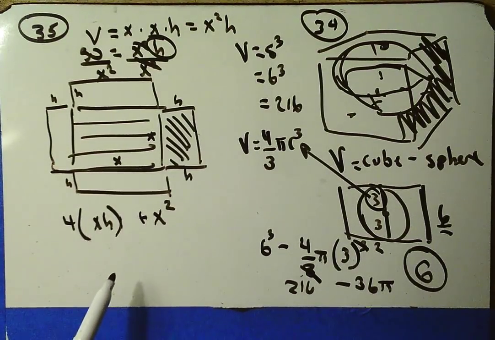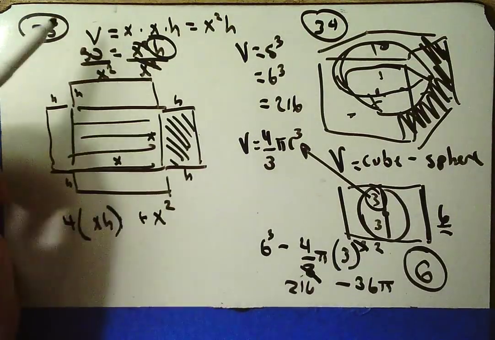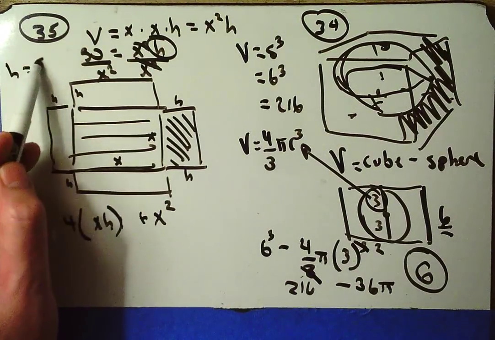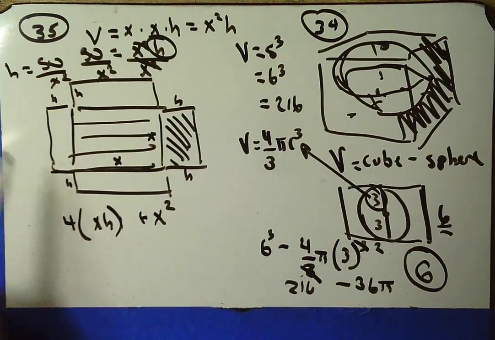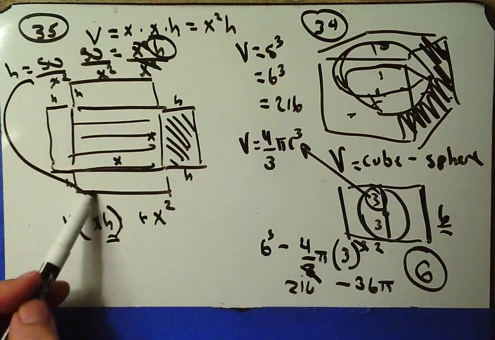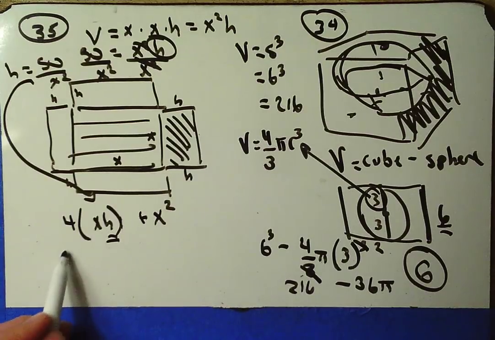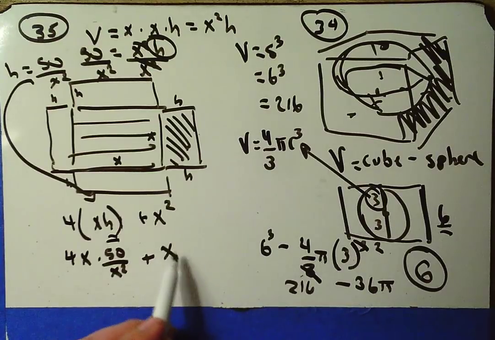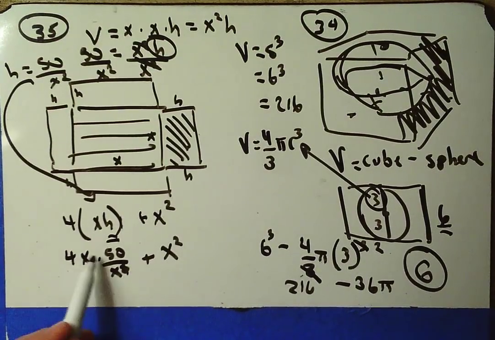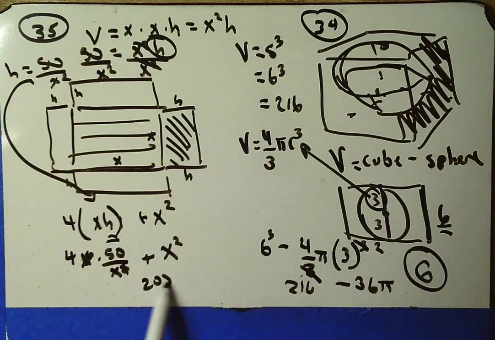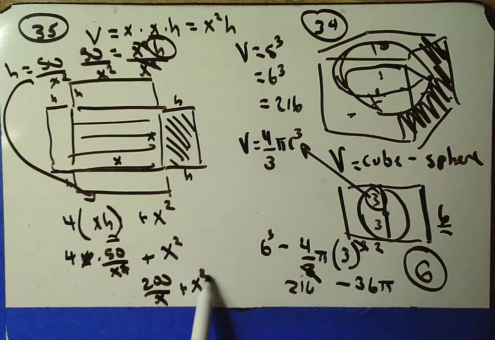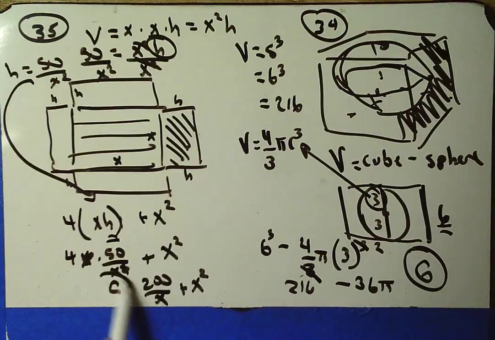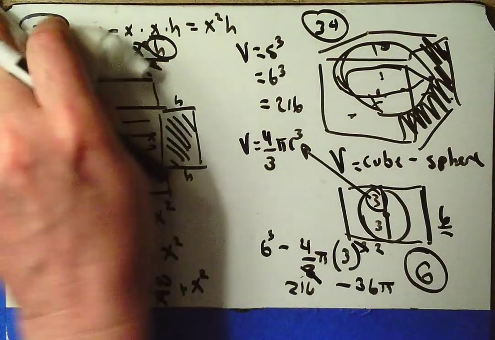But I notice none of my choices have h's in them, and conveniently I know that h is 50 over x squared. So down here where I see h, I have to replace with 50 over x squared. 4x times 50 over x squared plus x squared. I can cancel an x, and I get 200 over x plus x squared, and that corresponds to choice C. C for number 35. Okay, let's take a look at 36.